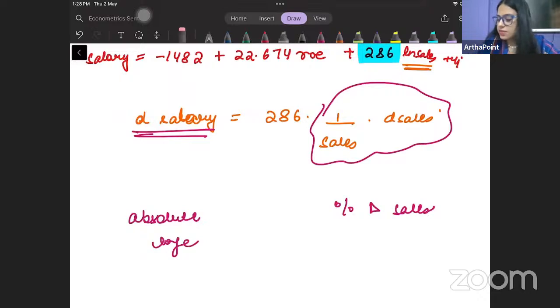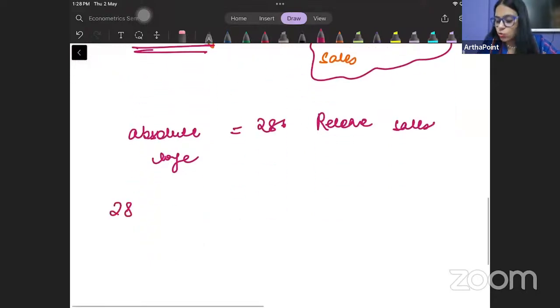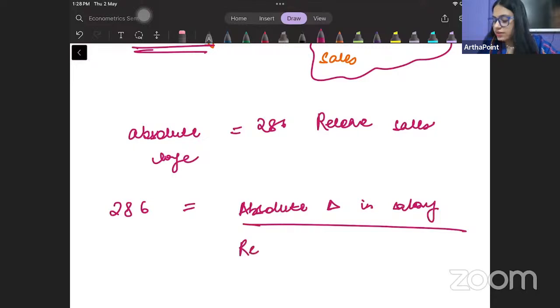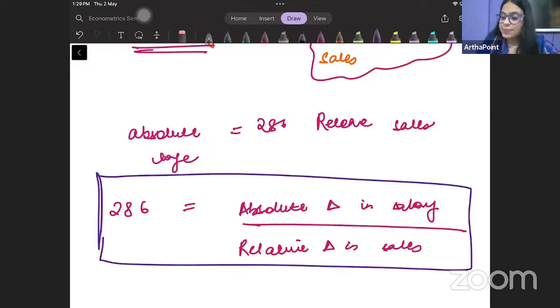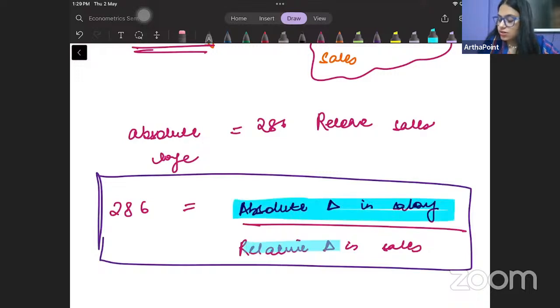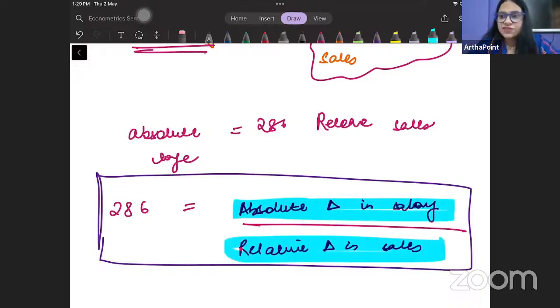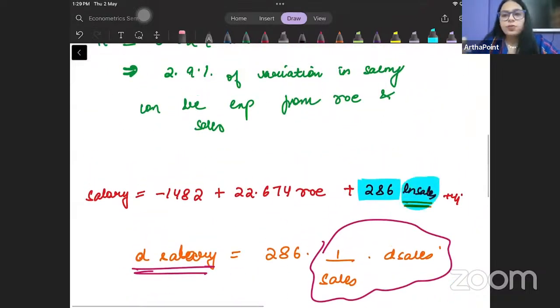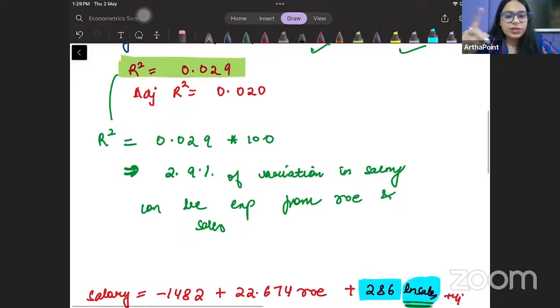Right? And this is giving me the percentage change, or the relative change rather. And this is 286. So if I were to interpret this 286 coefficient, I can say that this 286 tells me what will be the absolute change in salary due to the relative change in sales. Salary में absolute change कितना आ रहा है due to the relative change in sales. Sales का relative change देख रहे हैं because I have this in the log format. ठीक है, this is a very important implication.